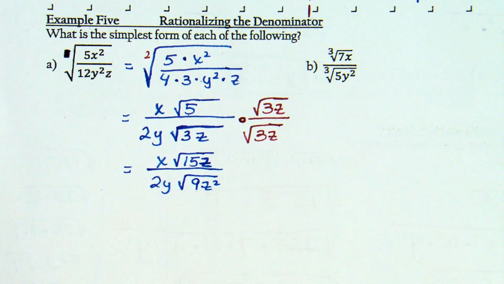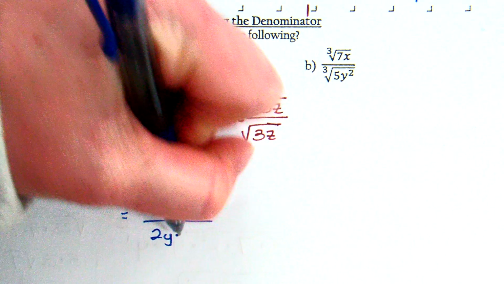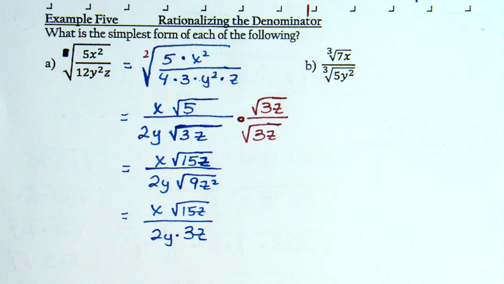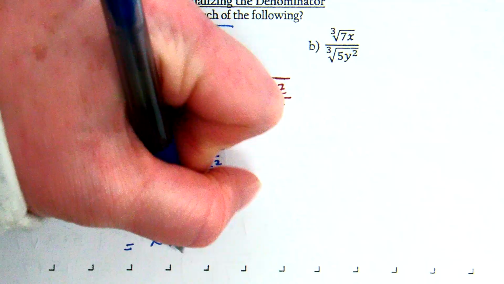So I have x square root of 15z on top. I have 2y on bottom, and now times 3z. What is 2y times 3z? 2 times 3 is 6, so 6yz. So I am at the point of having x square root of 15z over 6yz.